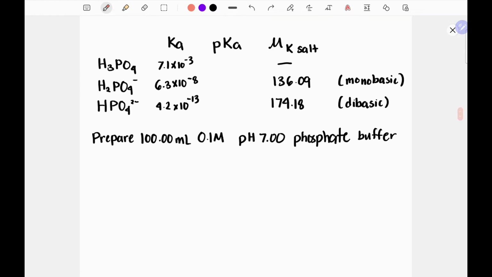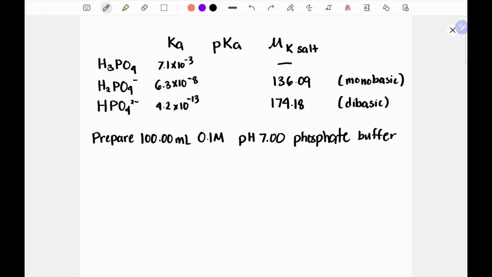Suppose that we are tasked to prepare 100 milliliters of 0.1 molar pH 7 phosphate buffer. Phosphate exists in four forms. Of course, there's phosphoric acid, H3PO4, and then H2PO4 minus, HPO4 2 minus, and PO4 3 minus. In the Henderson-Hasselbalch equation, we need pKa. This is also the reason why I did not include phosphate anymore, because phosphate is not an acid.